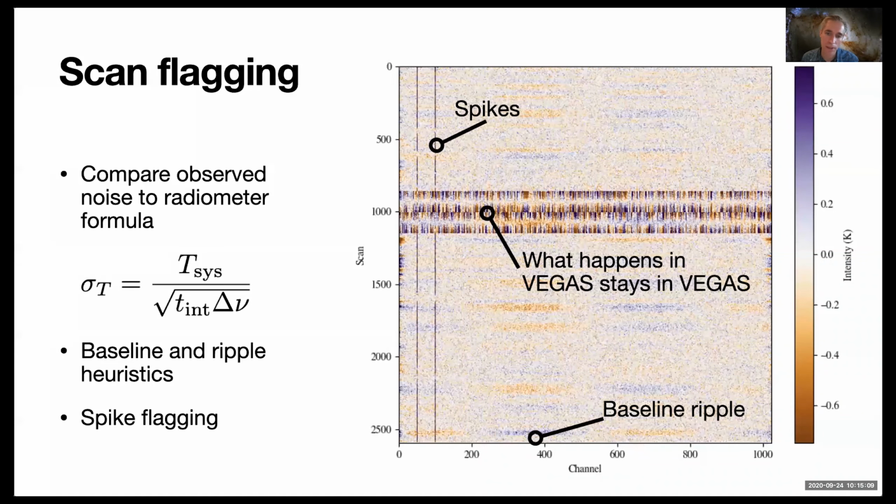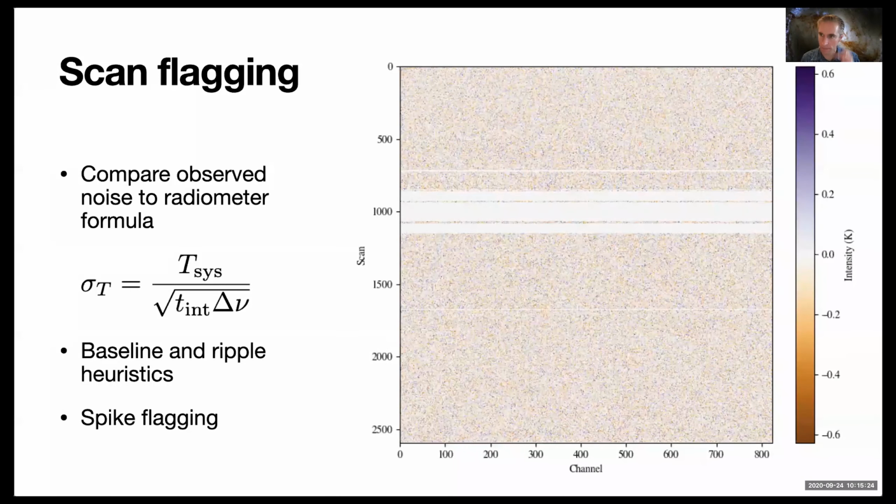Given that, we can actually take this map and clean it up by getting rid of all of those bad data here, and we end up with something that looks a lot like blank noise, but buried within here is our faint extragalactic signal.